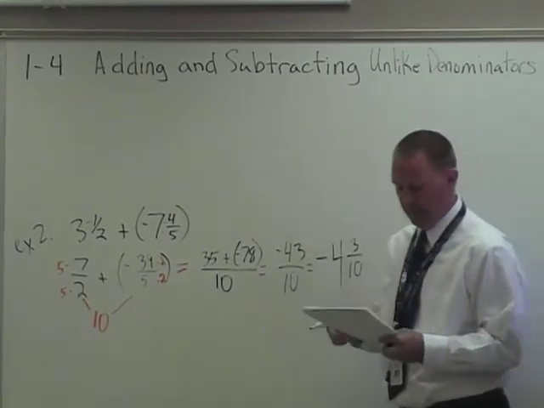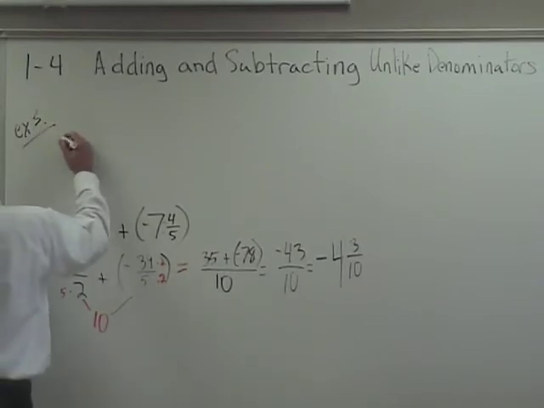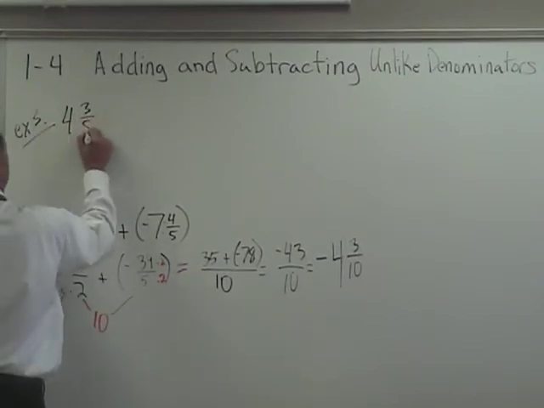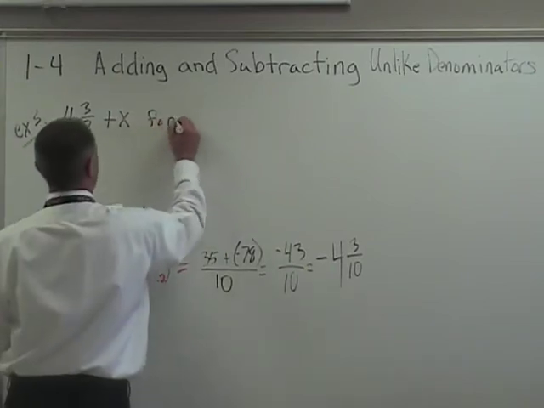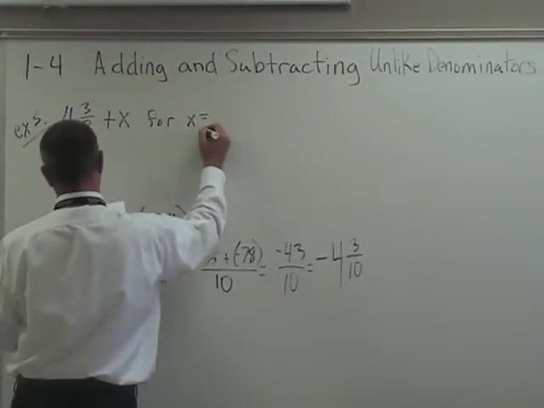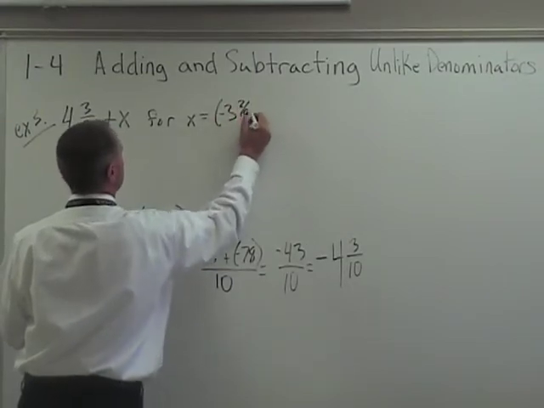Okay, example 3. We have 4 3/8 plus x, for x equal to negative 3 2/9.